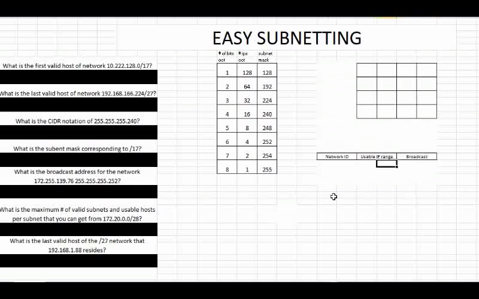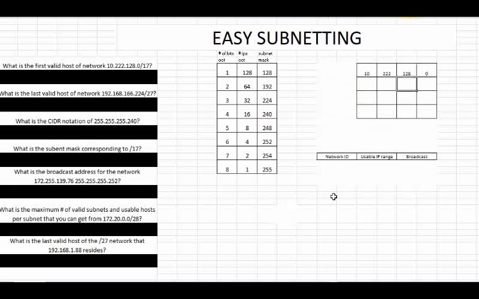IP. Right, so you know that the first IP of the network is going to be the network ID, the last IP of the network is going to be the broadcast address, and everything in between is the usable IPs. Okay, so the first valid host would be the first usable. So that's what they're looking for there. So let's talk about what this is first. So we got 10.222.128.0.